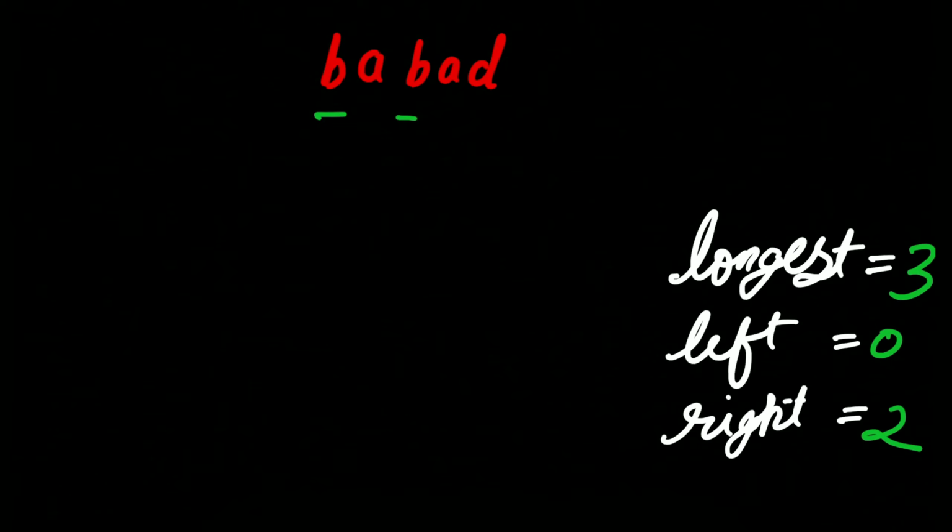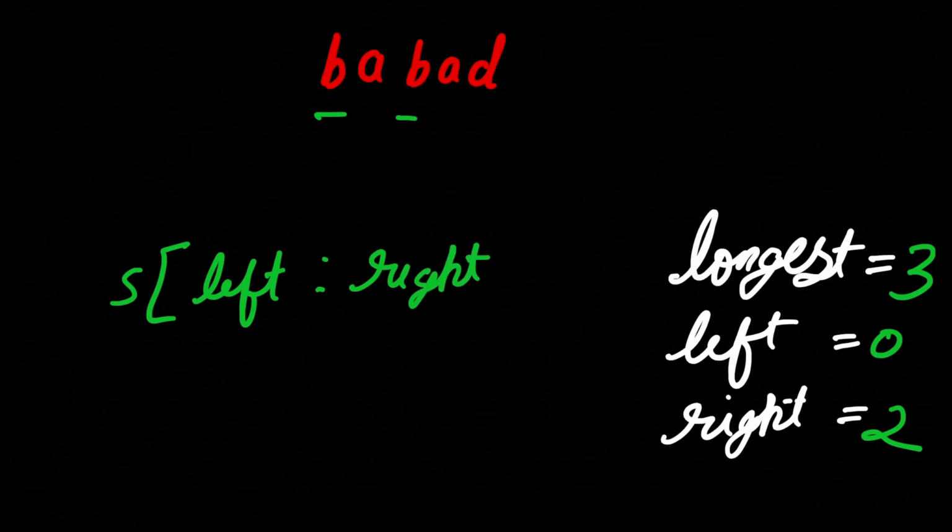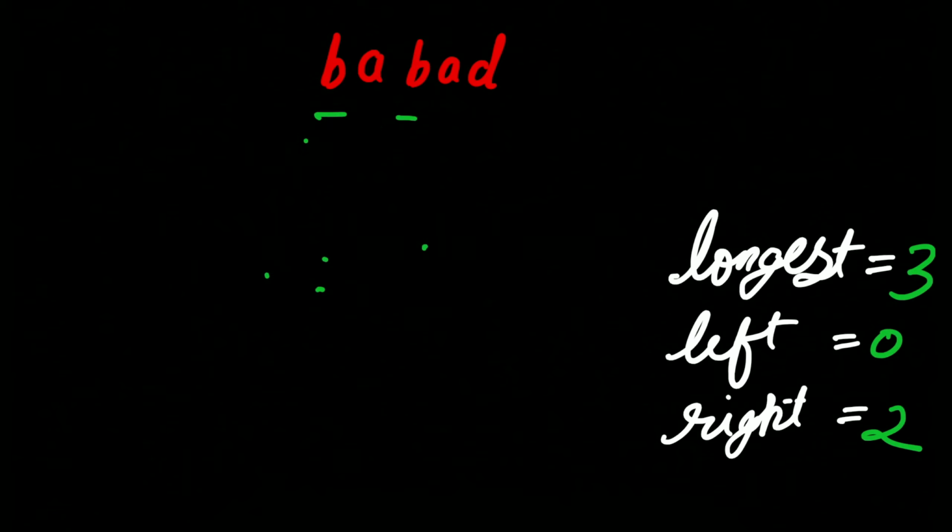So we can return something like S, which is a string, then left colon right plus 1. That's our answer. So some people might have the confusion as to why I'm adding plus 1 to right, because if I just put left to right, I will get BA. If I want BAB, I have to put right plus 1, because that's the way Python is built. Okay, so now this is easier, right?